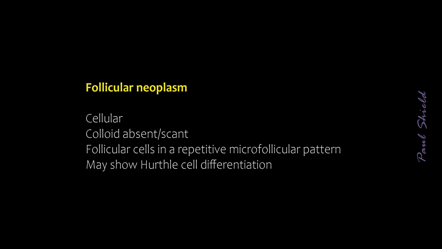So follicular neoplasms are characterized cytologically as being usually quite cellular, but lacking the amount of colloid that you would expect to see with that number of cells. The follicular cells themselves are arranged in a very repetitious microfollicular pattern, so made up of follicles of less than 20 nuclei. They may show Hürthle cell differentiation, but I haven't demonstrated that at this time, and we won't cover that in this clip.